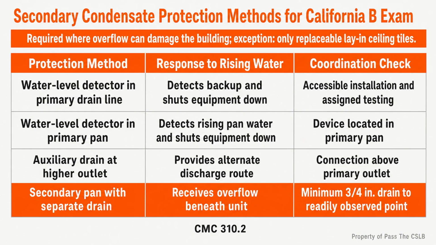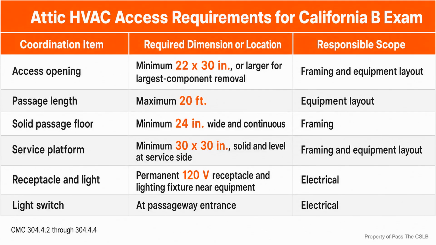The passageway from the access opening to the equipment can be no more than 20 feet long. It needs a continuous solid floor at least 24 inches wide. At the service side of the appliance, a solid level work platform, at least 30 inches by 30 inches, is required. I grouped the attic requirements into a checklist because each item belongs to a different coordination conversation.